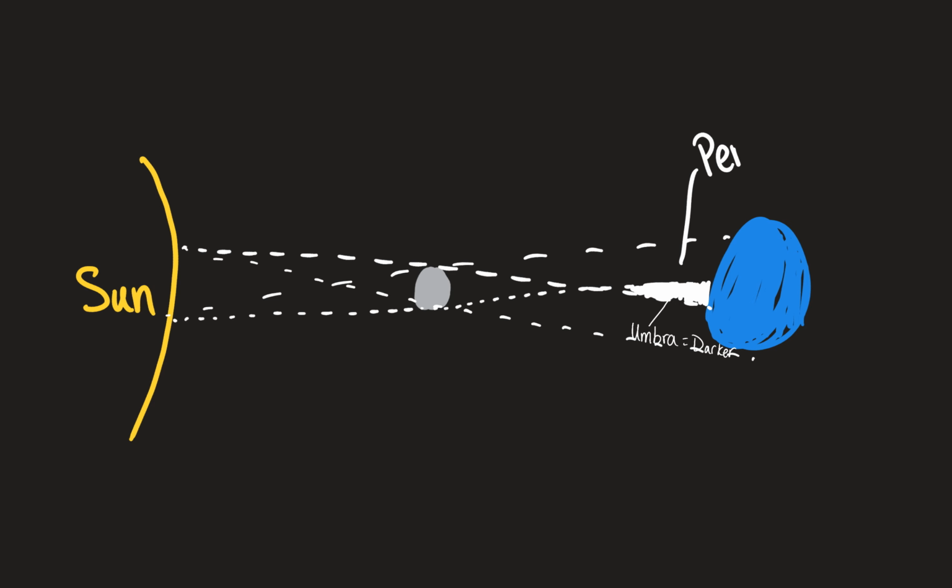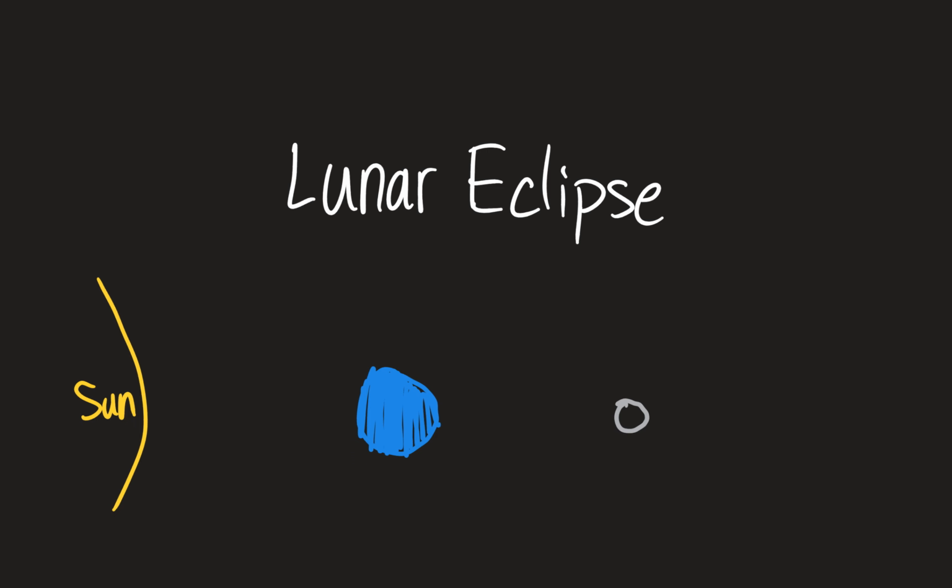So this will be our lunar eclipse, and a lunar eclipse is when the earth casts a shadow over the moon, and this can only ever happen during a full moon. So again, we start with our sun. This time the earth will be next. And then we'll have our moon, and this represents a full moon.